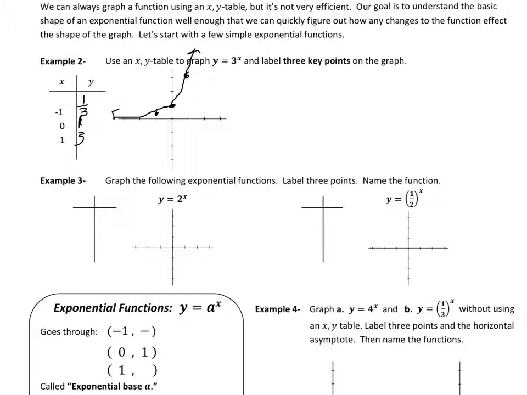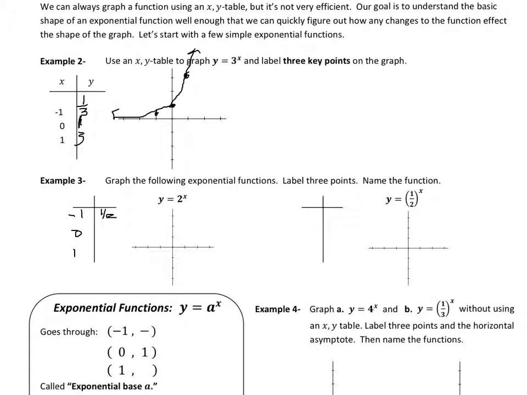So now let's do 2 to the x. Again, we've got our xy points, and we're always gonna make our 3 points -1, 0, and 1 right now until we start shifting this. So if x is -1, what's y? It's 1/2. 2 to the -1 is 1/2.